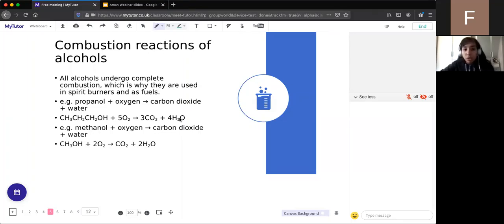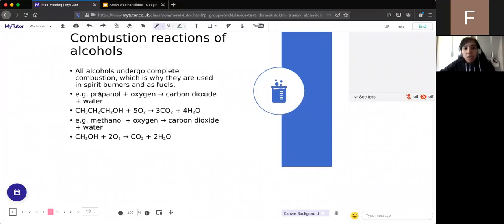Someone's just asking me, is ethanol the same as alcohol in a biological way? So most alcohols are made from ethanol. Yeah, most alcohols are made from ethanol. That's the starting product, if you want, or starting reactant.